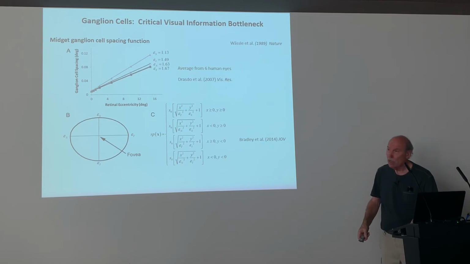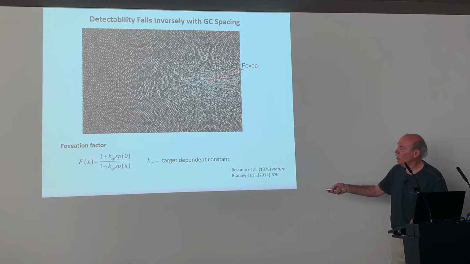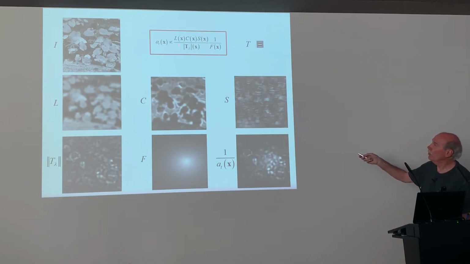Oh, that's anatomy, and they put anatomy in the equation. This is the equation for the anatomy. That's what this spacing function is right here. And then this is how sensitivity falls off, or threshold declines with spacing, with a target-dependent constant. This is an approximation, but it's a pretty good one. So you can put that in here. We've got our 4 factors from natural scenes, and then we have a foveation factor that has one parameter, a target-dependent parameter, and it says the threshold is going to fall off like this.